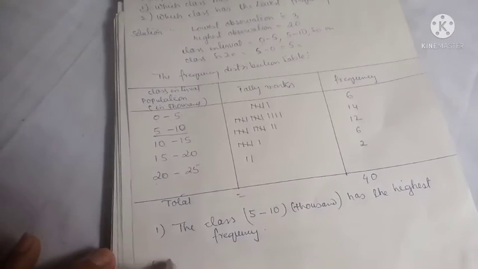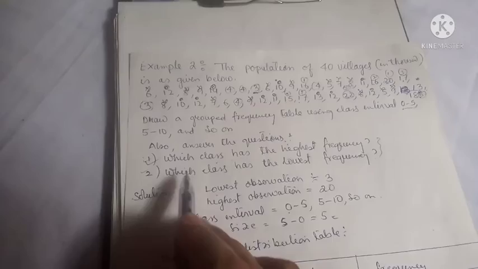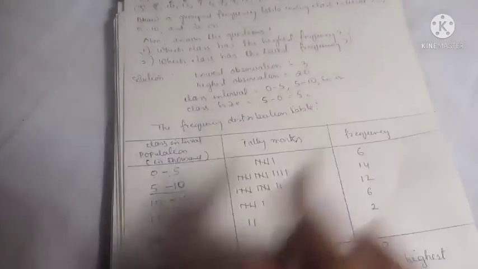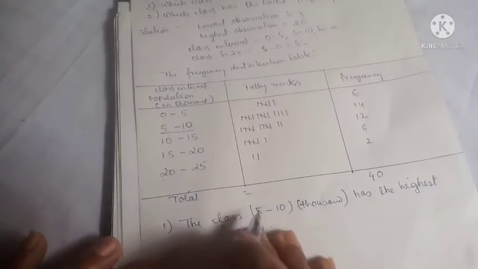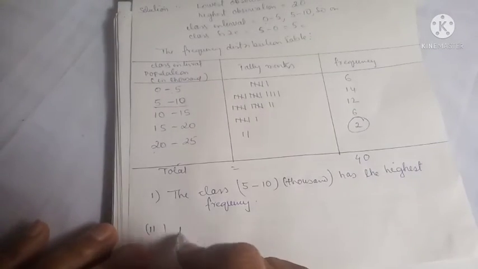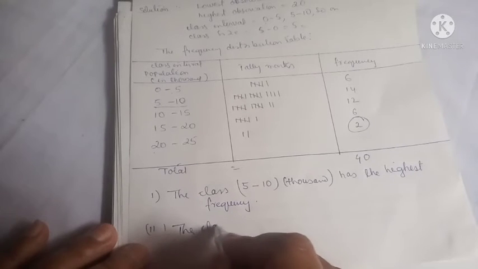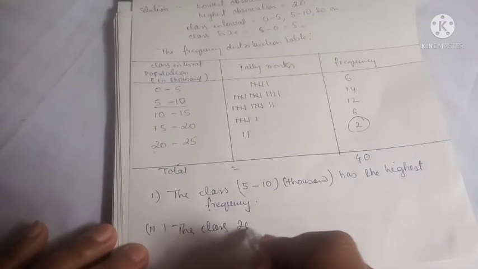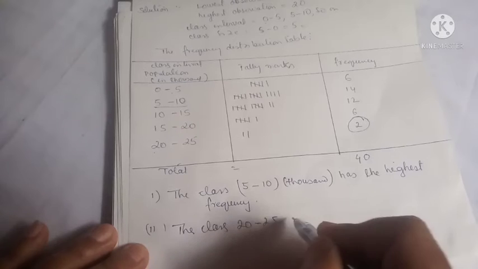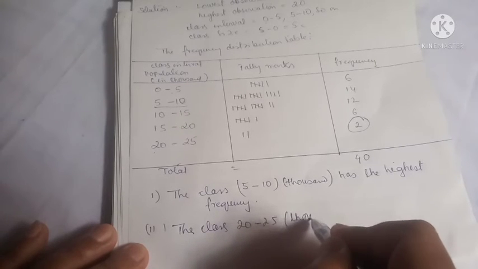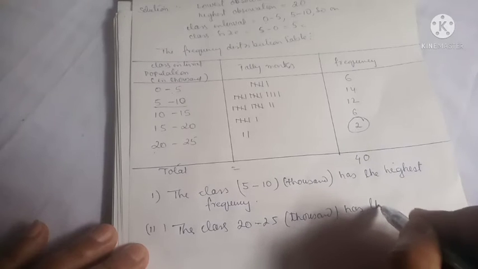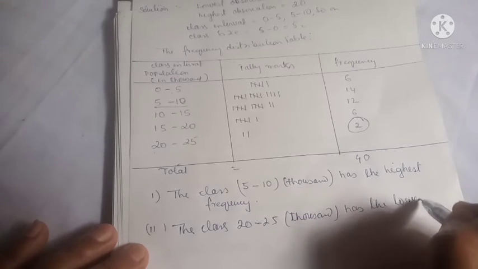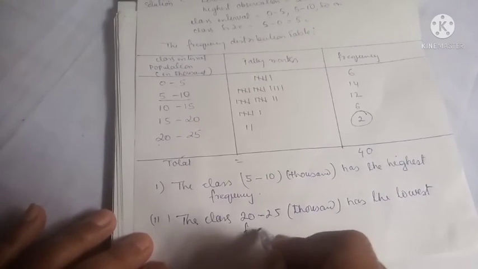Number 2. What is question number 2? Which class has the lowest frequency? 20 to 25 is the lowest frequency, right? It has only 2 villages. The class 20 to 25,000 is the lowest frequency.